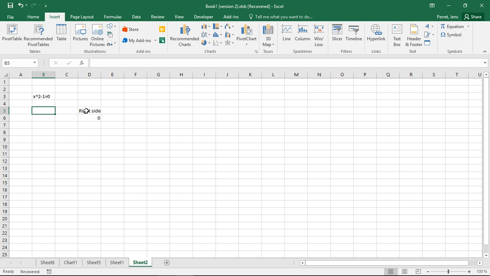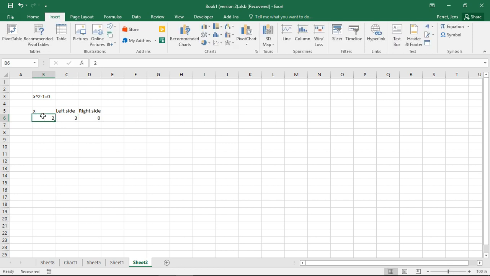Then I basically set an x variable. So that's where my starting value for the x is. So for example, I'm telling him, try this with x equal to 0 first. And then I set the left side of the equation. So I actually calculate, based on this x, the left side. So here I'm basically calculating this value squared minus 1.